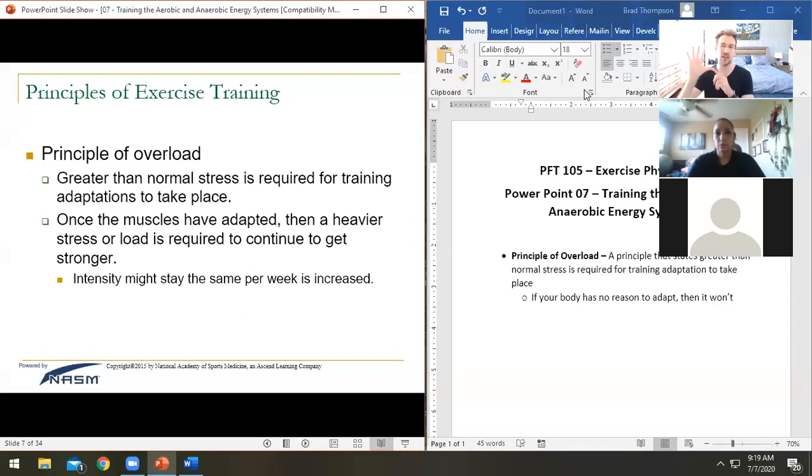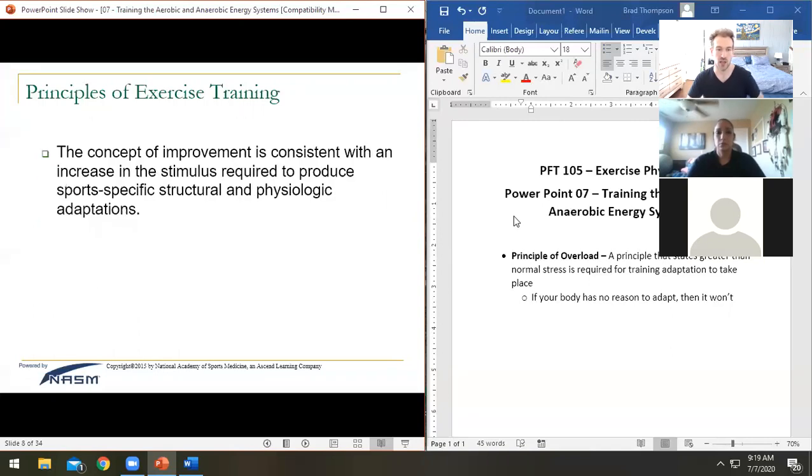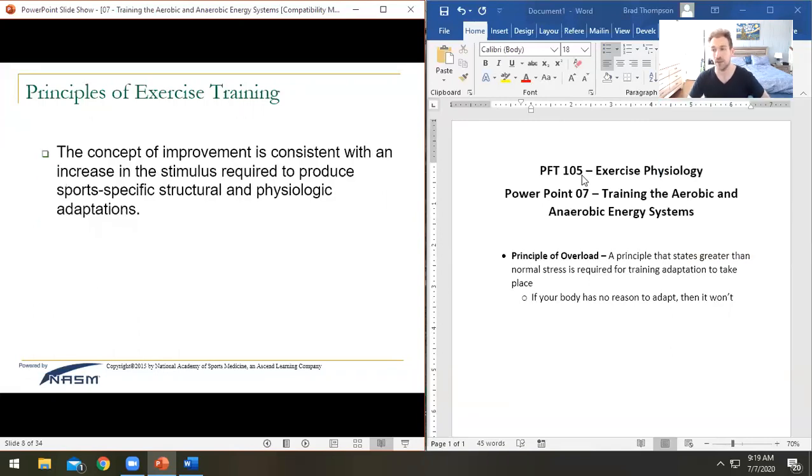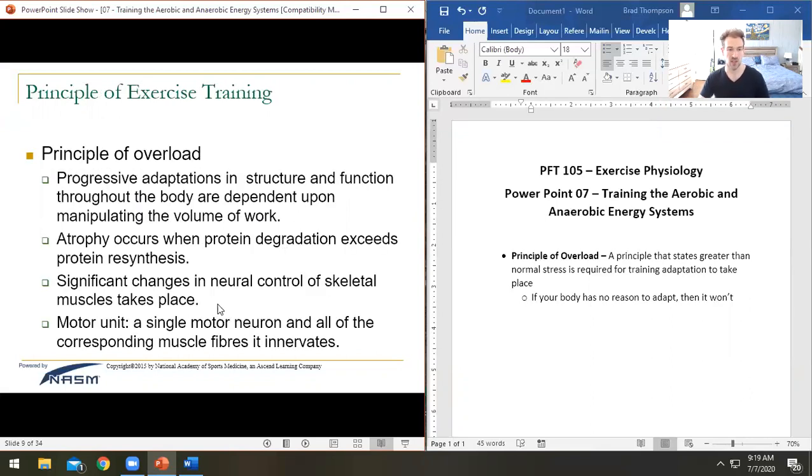That's my least favorite. That one's really good for cardio, but if you're trying to get strength gains, your rest periods should be pretty static. Don't goof around with your rest periods too much if strength is the goal. So when it comes to that principle of overload, improvement is consistent with an increase in that stimulus, right? The more we increase that stimulus, the more your body is going to improve in response to it.